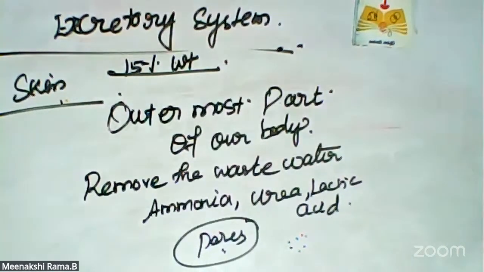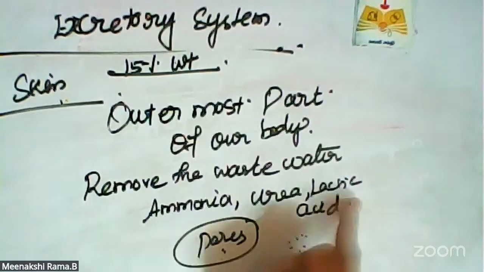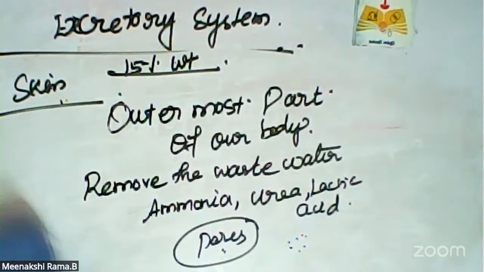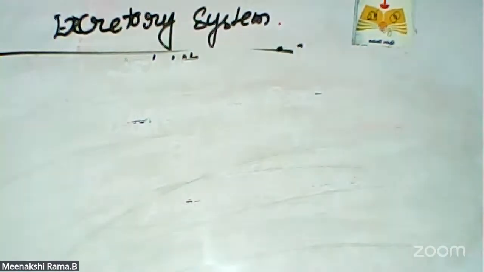The skin makes up 15% of the weight of our body. It is one of the outermost coverings of our body. It removes wastewater, which contains some amounts of minerals, that is ammonia, urea, and lactic acid. Okay, next one is the kidneys.